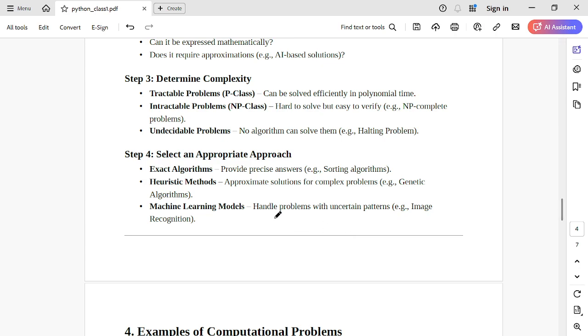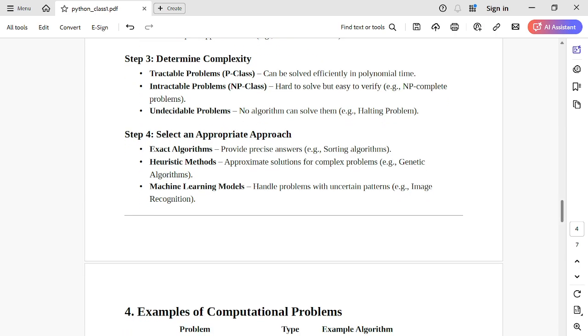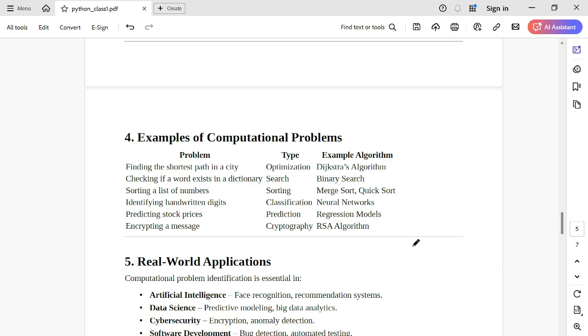Next step, select an appropriate approach. First, we have to select the exact algorithm, which provides a precise answer. Example, a sorting algorithm. If you want to sort the given set of data, then we can go for a sorting algorithm. Next are heuristic methods, which give approximate solutions for complex problems. Example, genetic algorithms. Next, machine learning models handle problems with uncertain patterns. Example, image recognition, which will have rigid edges to identify.